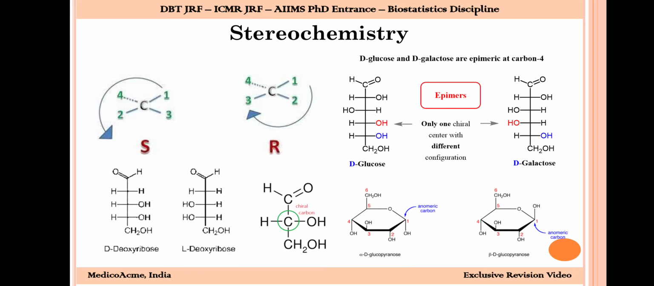The two important concepts here are epimer and anomer. For anomer, always remember the C1 position. The anomer is at the C1 position, and it is written as alpha and beta. Alpha means the OH on the down side, and beta means the upward OH. So you can remember in this way.